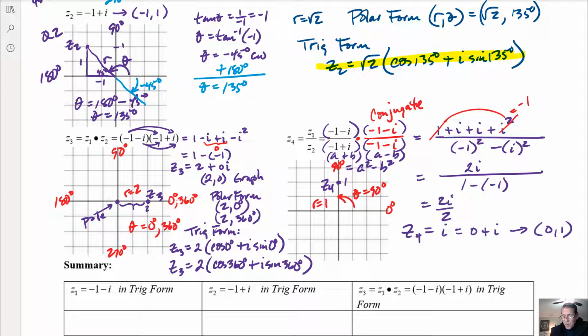R is equal to 1 because we're 1 unit up. The distance between the point and the pole is 1 unit, not 2 units. So don't look at the grid lines. I labeled that 1, so don't let that fool you right there. Okay, so here we go. Let's write it in trig form.